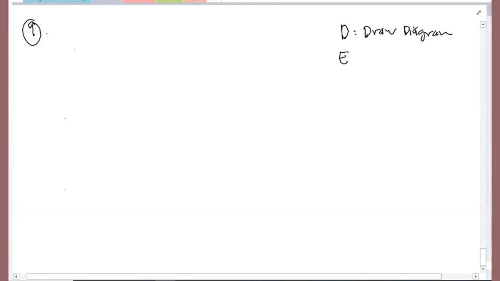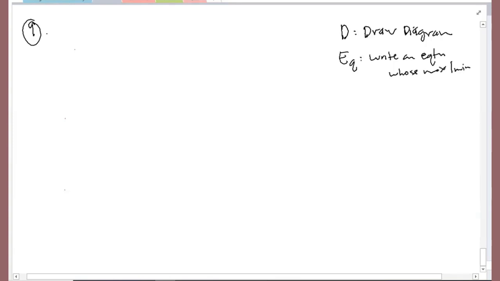Okay, so rectangular box. The first thing to tackle this question is the acronym DEDED. D: draw a diagram. E: take the equation, write an equation for the inequality whose maximum or minimum is the target.